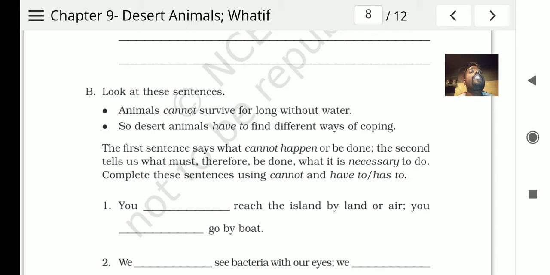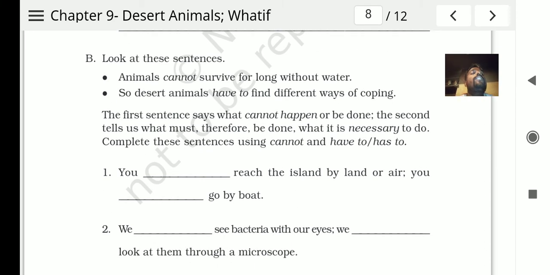Okay, did you get what we have to do? Once again I will tell you. We have to fill up cannot and have to or has to where it is necessary. Okay, did you get? I hope you have understood what I am telling. Let us know the sentences one by one.